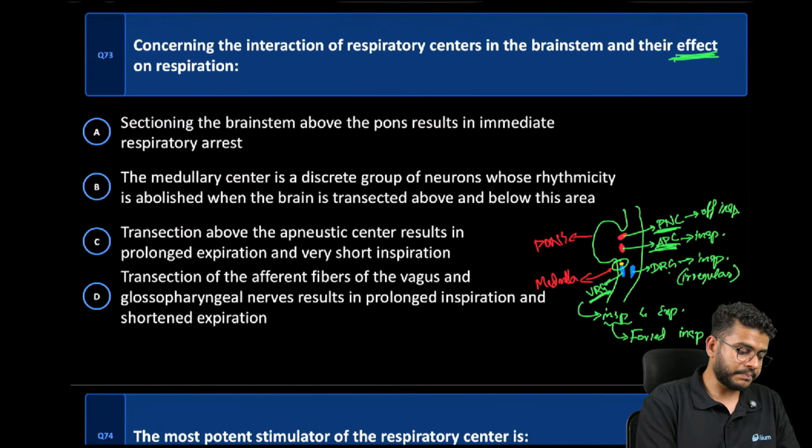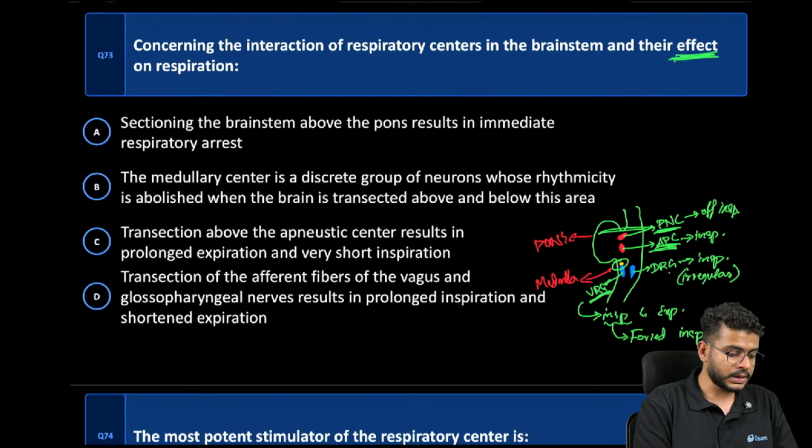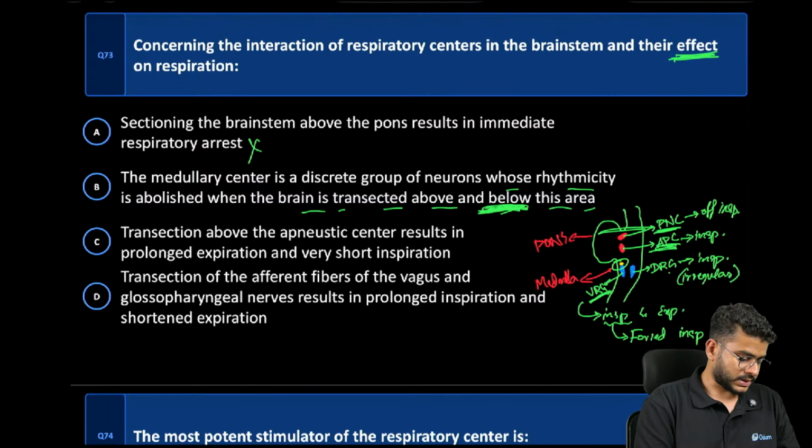Sectioning the brainstem above the pons results in immediate respiratory arrest. Sectioning the brainstem above the pons: no, the respiratory centers are still intact, so there won't be any respiratory arrest. The second one: the medullary center is a discrete group of neurons whose rhythmicity is abolished when the brainstem is transected above or below. Not both above and below, only when it is transected below this area. Okay, the next: transection above the apneustic center results in prolonged breathing.